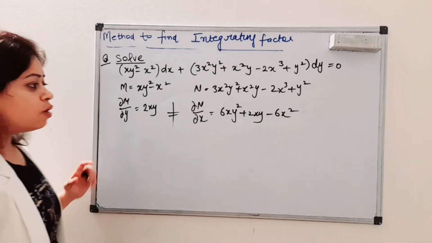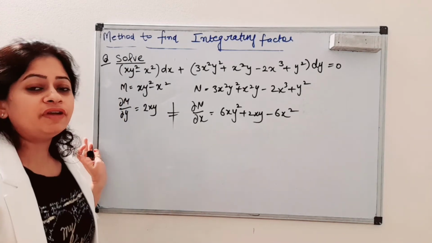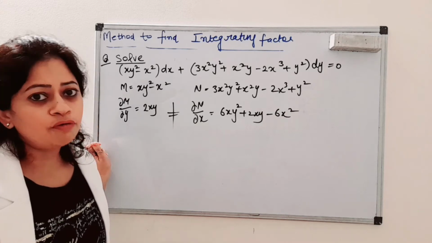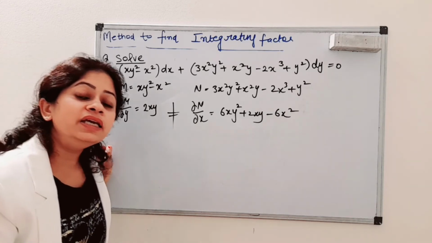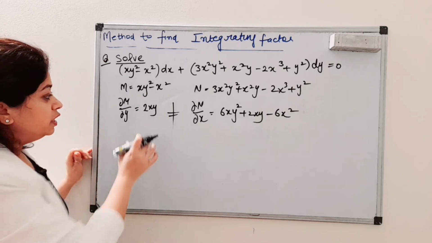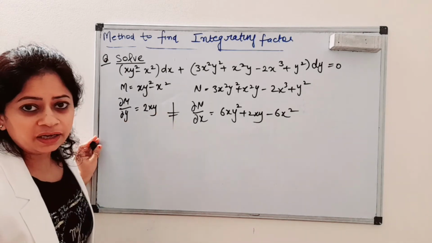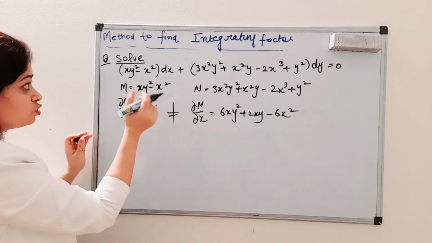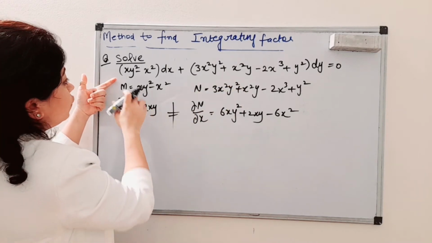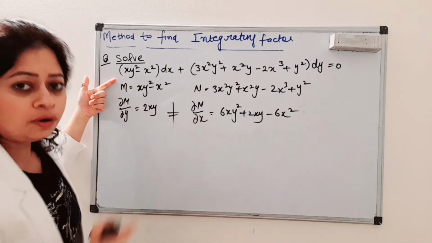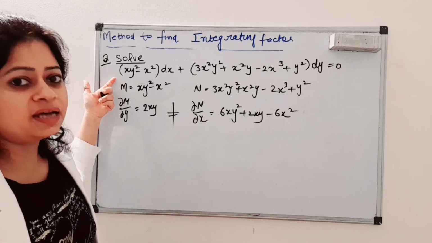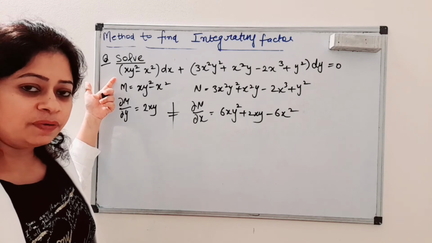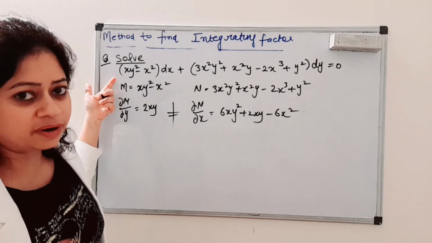Okay. So now question comes, then if differential equation is not exact, how will we make it exact? By multiplying it with integrating factor. And we need to find integrating factor here. Okay. So first of all, we will see whether it is homogeneous. No, because when it is homogeneous, integrating factor is 1 upon Mx plus Ny. I say this, repeat this again and again so that you can memorize it.